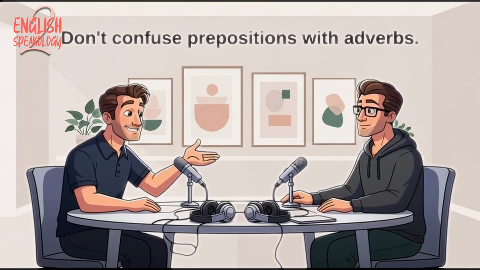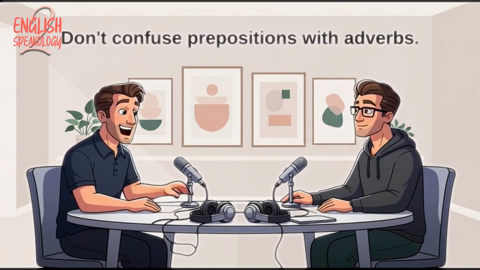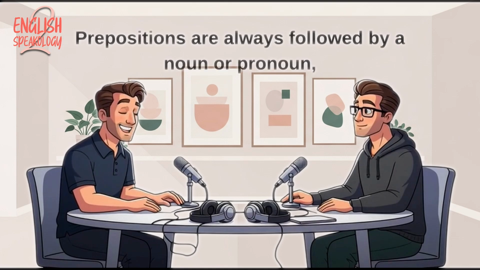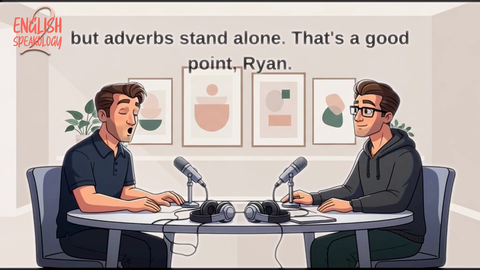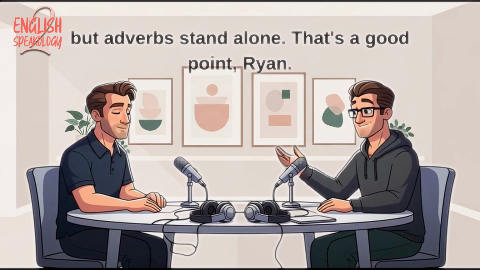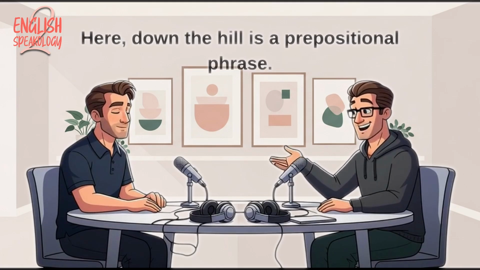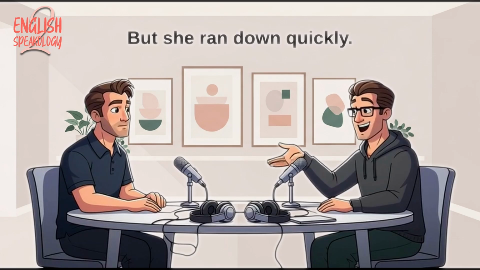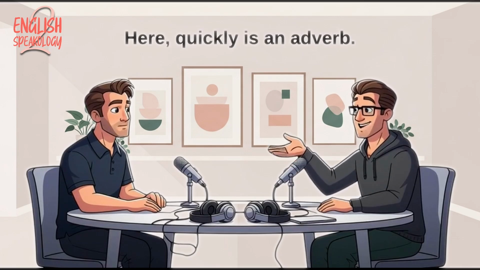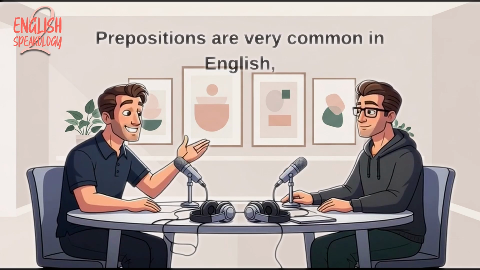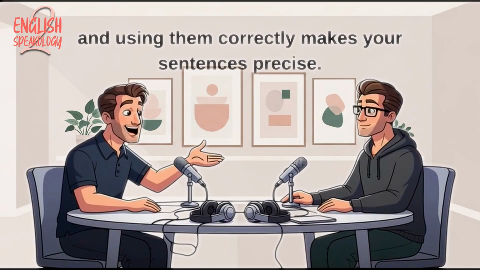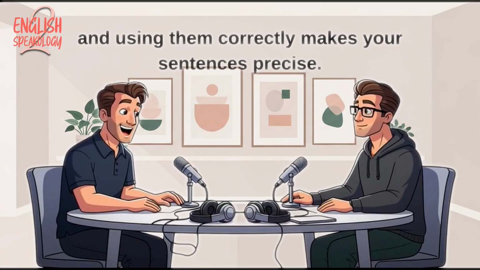One important tip, don't confuse prepositions with adverbs. Prepositions are always followed by a noun or pronoun, but adverbs stand alone. That's a good point, Ryan. For example, she ran down the hill. Here, down the hill is a prepositional phrase, but she ran down quickly. Here, quickly is an adverb. Prepositions are very common in English, and using them correctly makes your sentences precise.